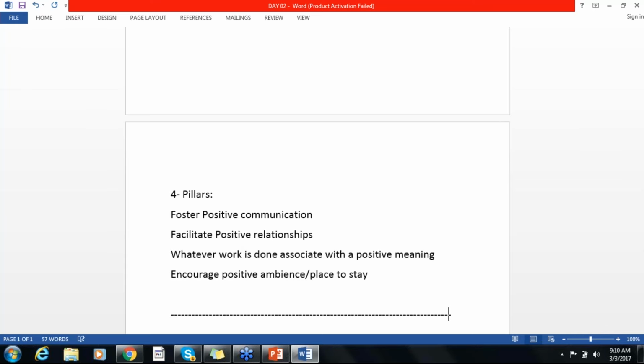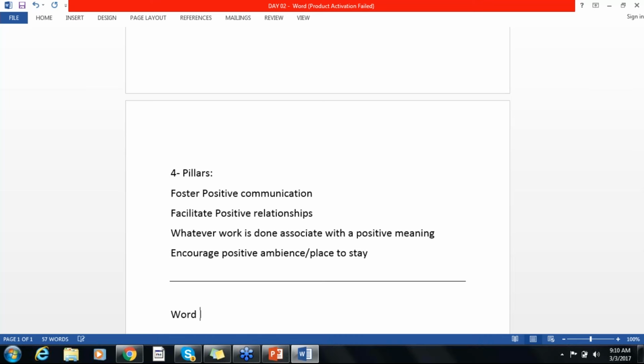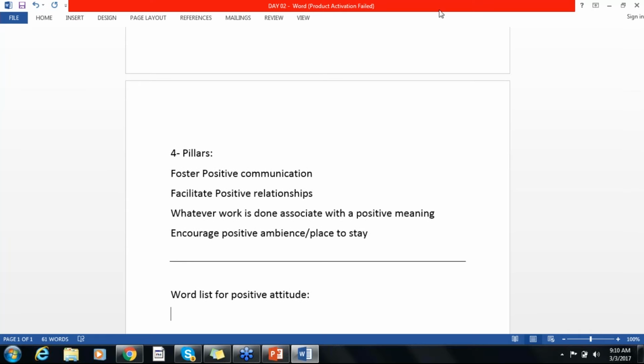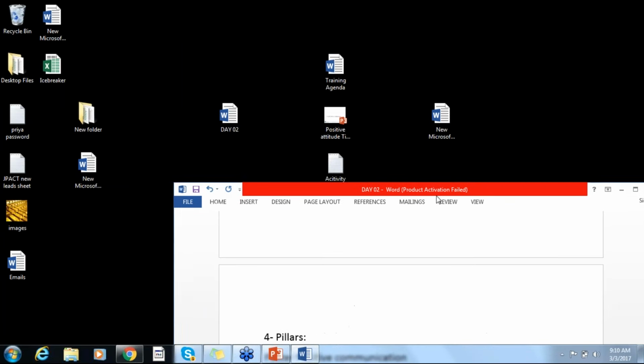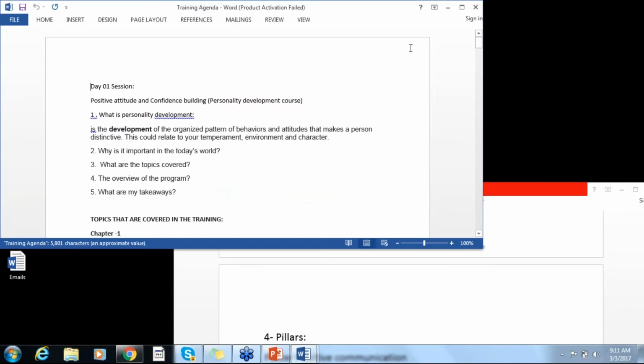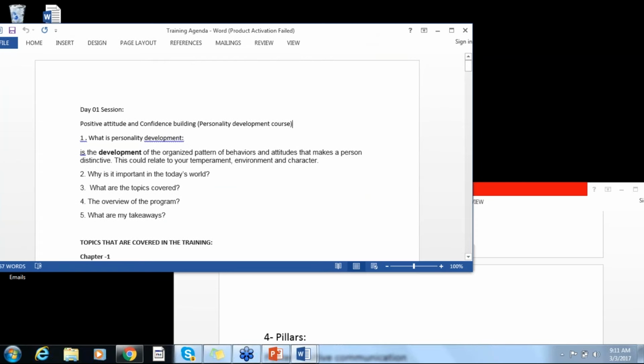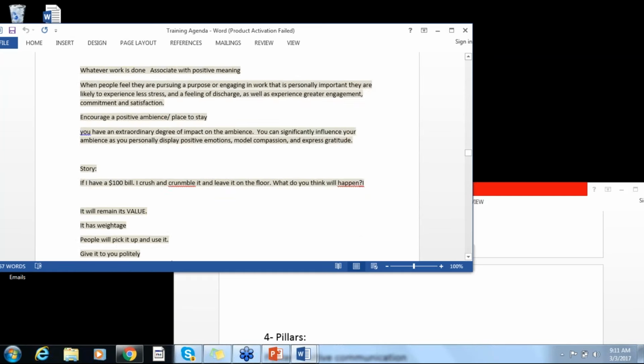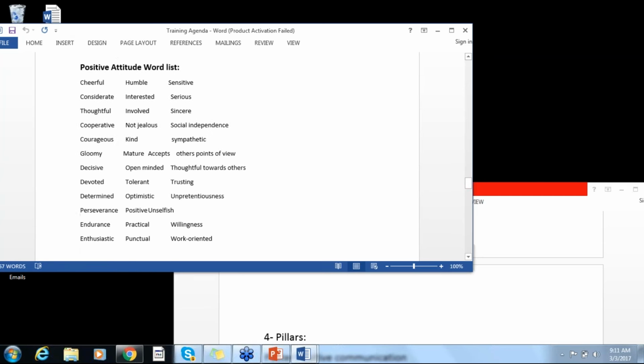So let's move on to the next word list that we have. Word list for positive attitude. Okay, so here we go. I have another document out here. Okay, so positive attitude word list includes, once we are cheerful, of course, the emotional set point is happy, and we can be engaged words. Okay.